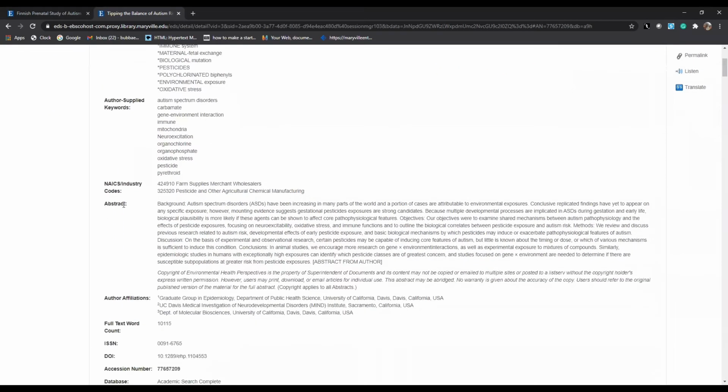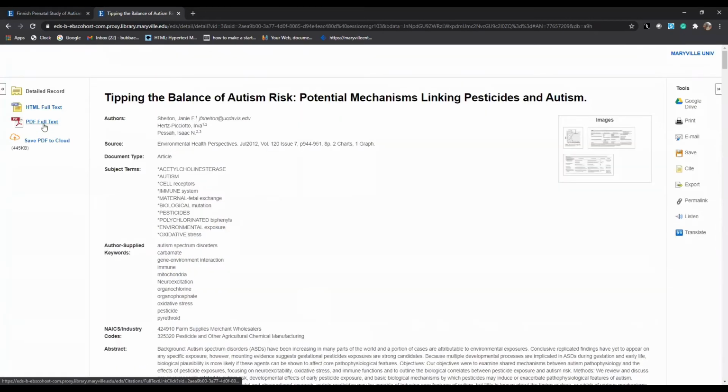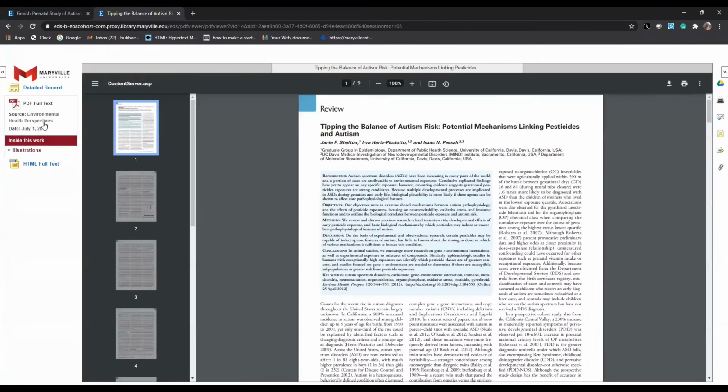And we can scroll down to the abstract and we can get an idea of what this article is going to be about. We can see if there's going to be any language like the one we just found that would indicate that they're conducting any kind of original research. So again, we can come up here to the left-hand side and click the PDF full text to get a good idea of the article as a whole.